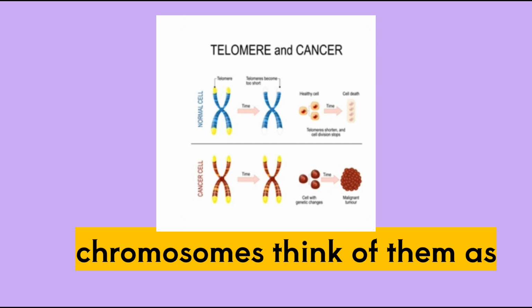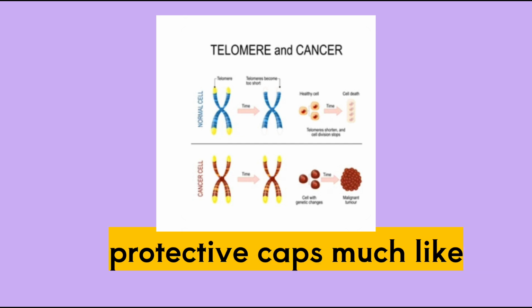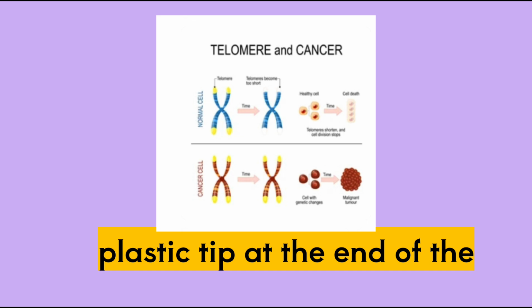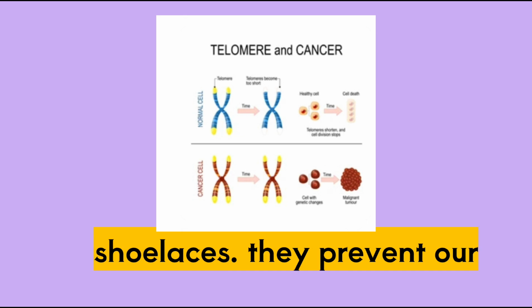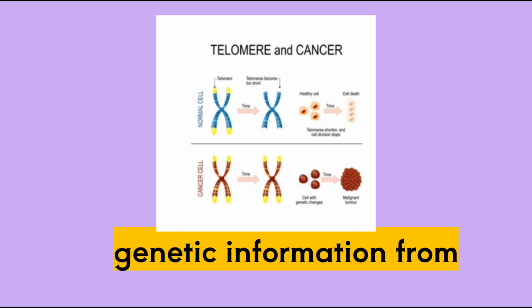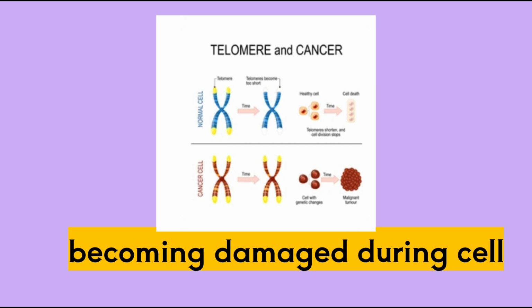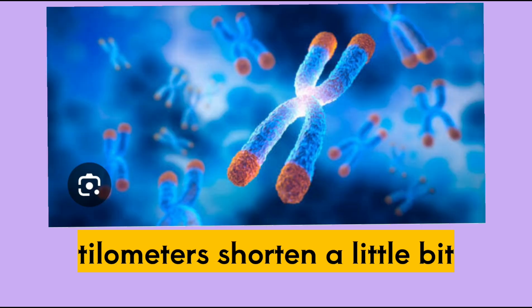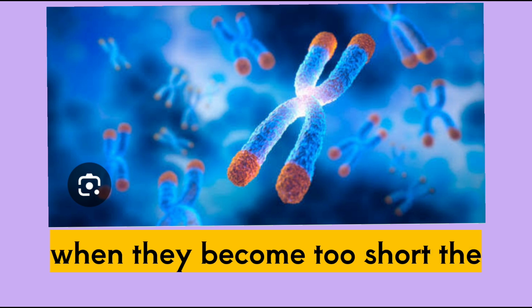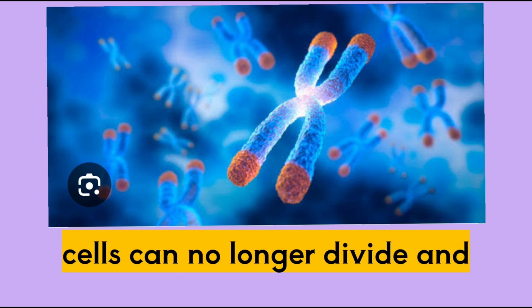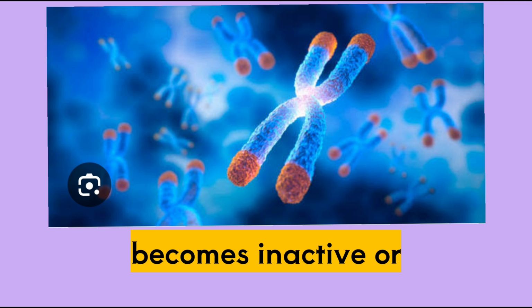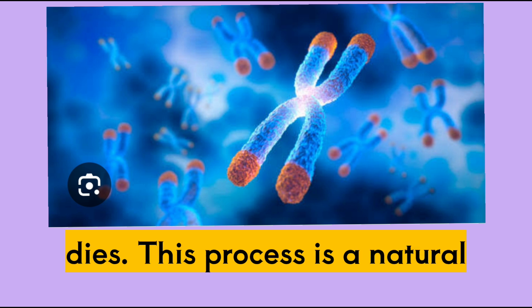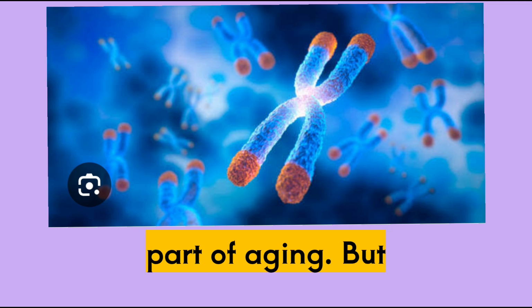Think of them as protective caps, much like the plastic tip at the end of a shoelace. They prevent our genetic information from becoming damaged during cell division. Each time a cell divides, telomeres shorten a little bit. When they become too short, the cells can no longer divide and become inactive or die. This process is a natural part of aging.